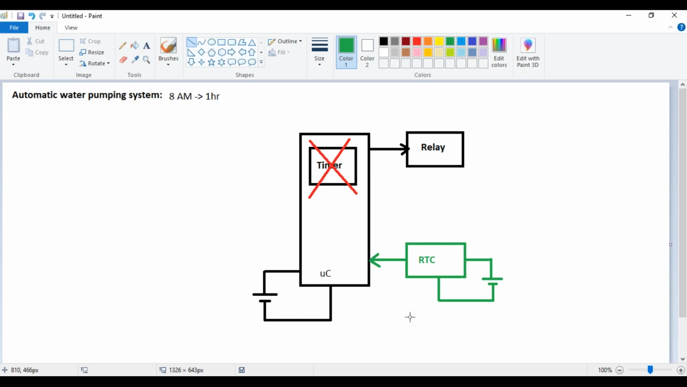Now, do you think I'm using the power efficiently? Obviously, yes. I can put my microcontroller to the sleep mode for a duration of 23 hours, and my device is working fine for the 1 hour I was focused on. So I am using the power in an efficient manner, which is always an important task.